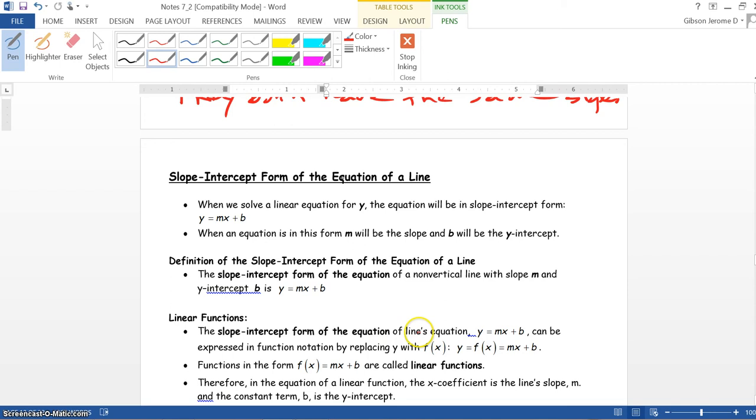The linear functions. The slope-intercept form of the equation of the line, y equals mx plus b, can be expressed in function notation by replacing y with f of x. So y is equal to f of x, which equals mx plus b. Functions in the form f of x equals mx plus b are called linear functions. Therefore, in the equation of a linear function, the x coefficient is the line slope, m, and the constant term, b, is the y-intercept.